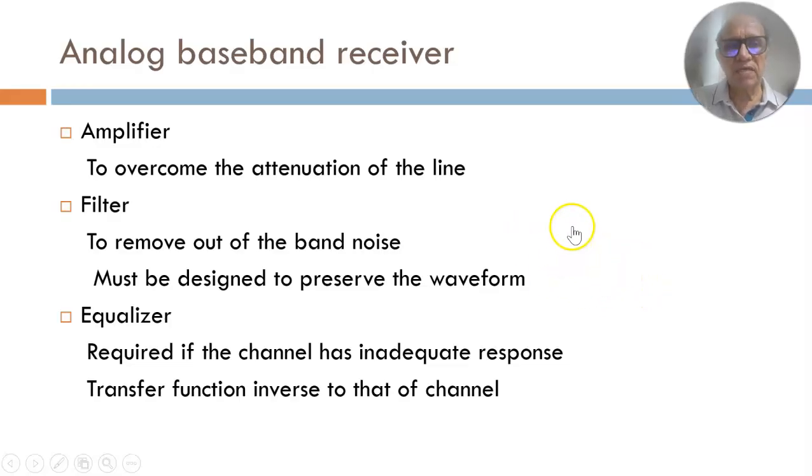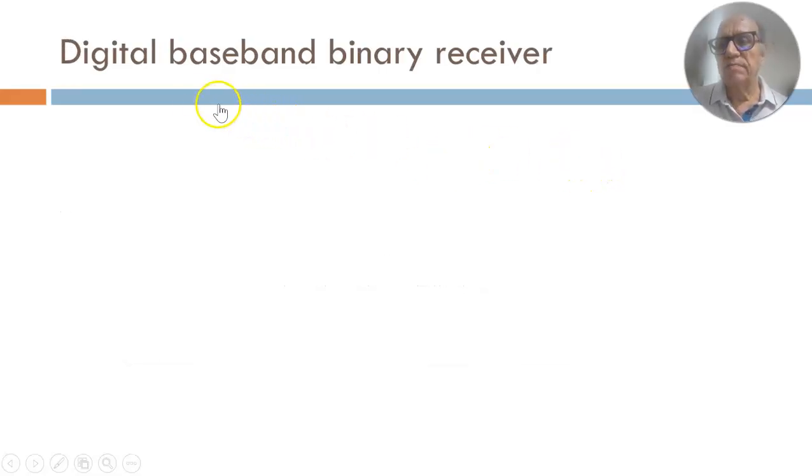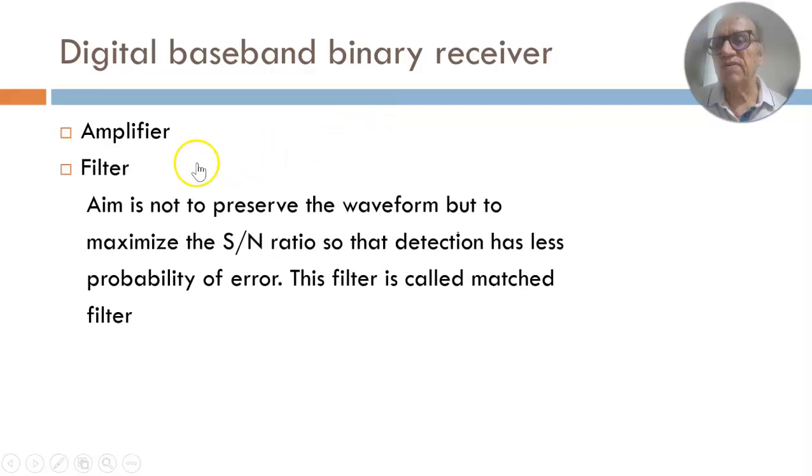Now, similar components are required in the baseband digital binary receiver, but the objectives are different. So let us study. The first one is of course the same, the objective is the same, to overcome the attenuation in the line. So you require an amplifier just as you require the amplification in the analog receiver. Then you require a filter. Now this filter of course would be required to remove the out of the band noise as in the case of analog, but then it is not designed to preserve the waveform.